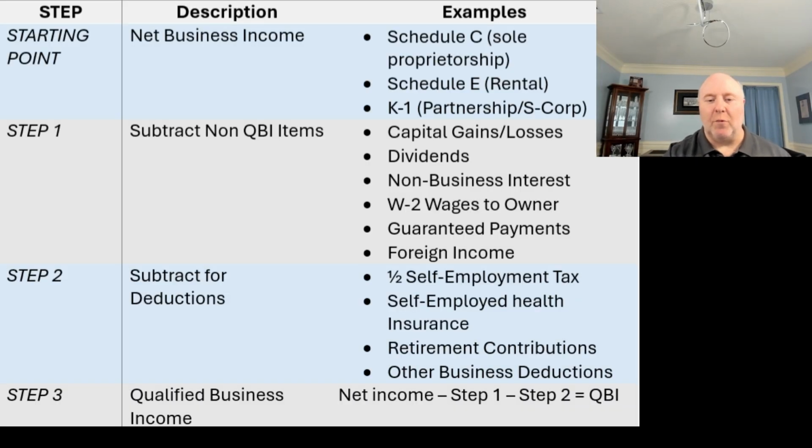All right, y'all, let's go ahead and just jump into it. Let's start talking about how we calculate qualified business income, which is our next section. We're going to start talking about calculating that QBI income, and then we'll talk about modified taxable income.